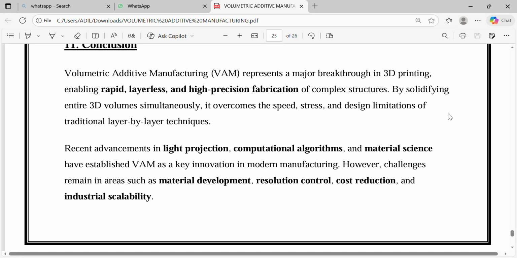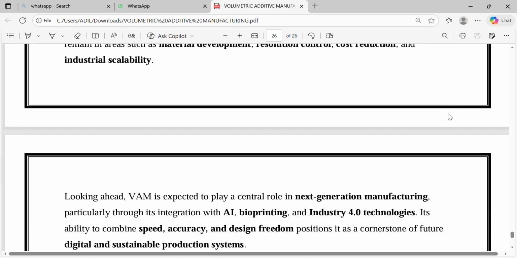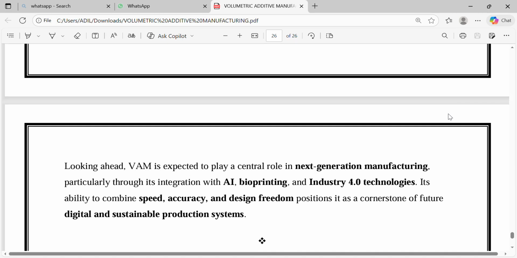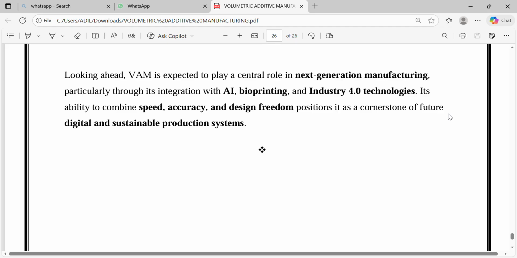By overcoming these challenges, we look forward to VAM playing a central role in next generation manufacturing, particularly through its integration with AI, bioprinting, and Industry 4.0 technologies. Its ability to combine speed, accuracy, and design freedom positions it as a cornerstone of future digital and sustainable production systems. I hope you all understand all the features of volumetric additive manufacturing.